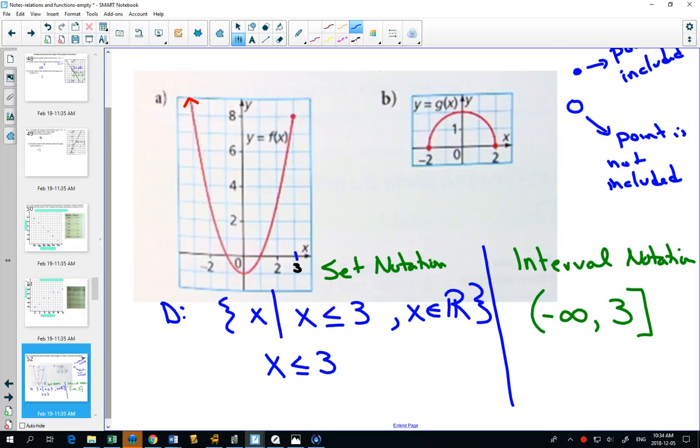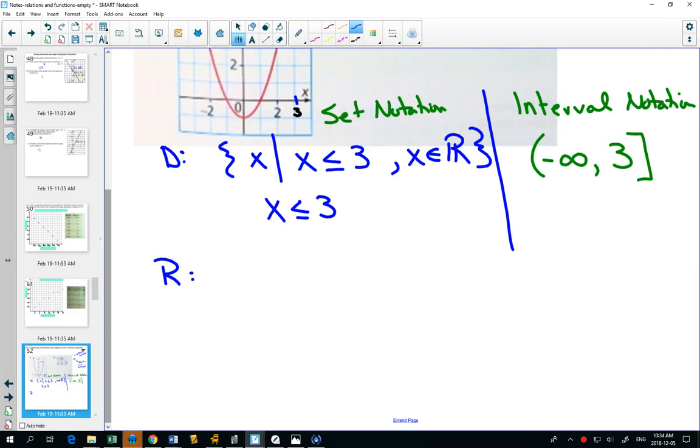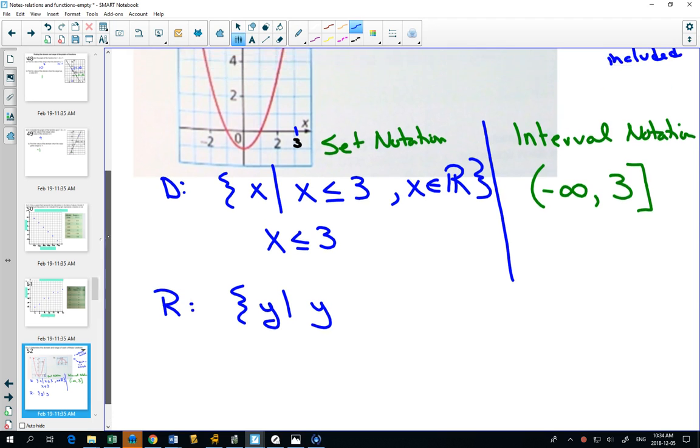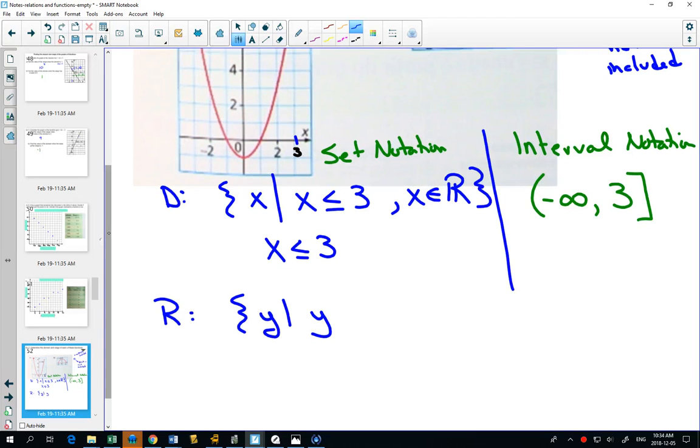For the range of this one, in set notation, in all the fanciness, we would go y such that y is, well, does it have a smallest value? Yes, the smallest y value is right here at negative 1. Does it have a biggest value? No, because the arrow goes up forever. So we would say that y is bigger than or equal to negative 1. That's the fancy way with all the extra writing.